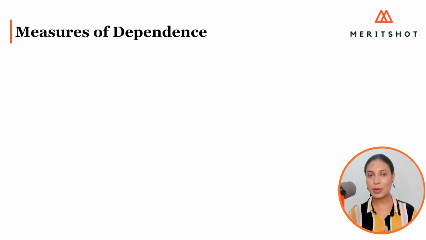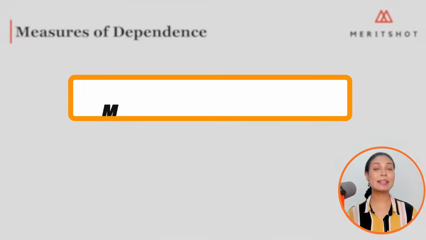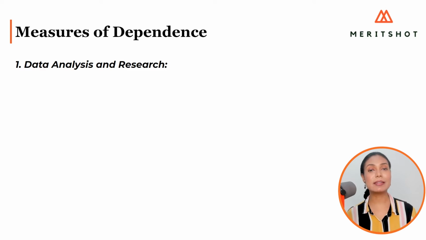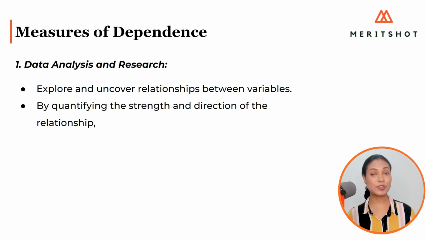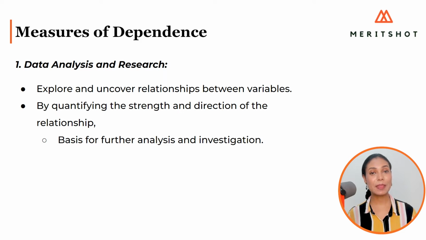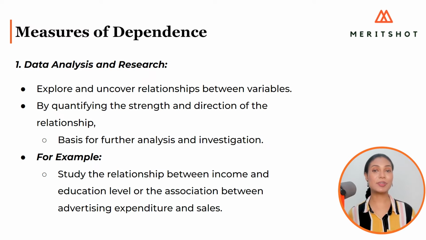So here are a few ways in which measures of dependence are valuable. Number 1, data analysis and research. Measures of dependence help researchers and data analysts to explore and uncover relationships between variables. By quantifying the strength and direction of the relationship, they provide a basis for further analysis and investigation. For example, in social sciences, measures of dependence can be used to study the relationship between income and education level, or the association between advertising expenditure and sales.